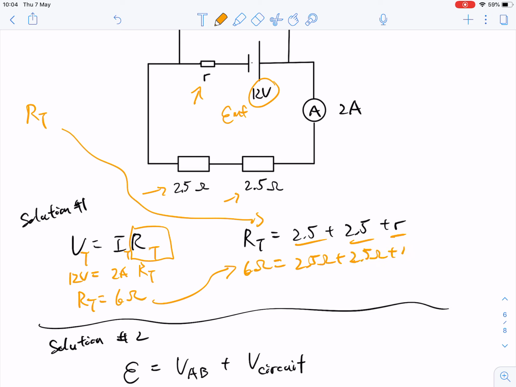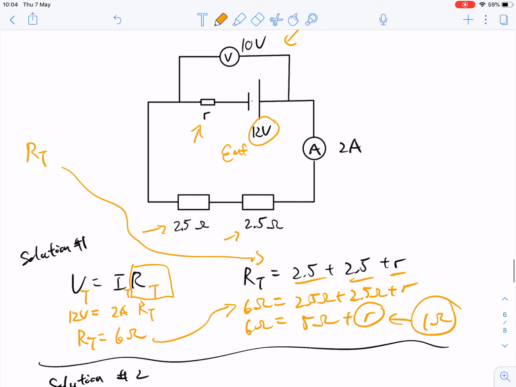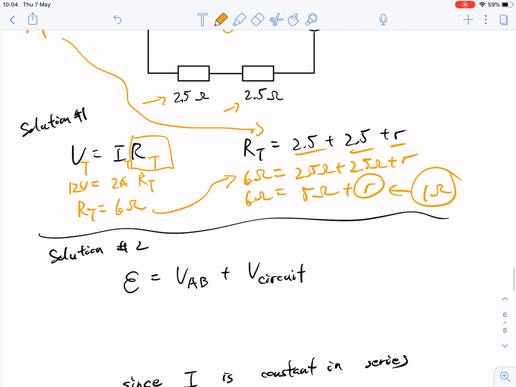minus 2 equals 2.5 plus R, okay? So this is pretty straightforward. 6 ohms, simplify that to 5 ohms. And so we know that there's 1 ohm left over in the internal resistance, okay? So that's one way that we can solve this.